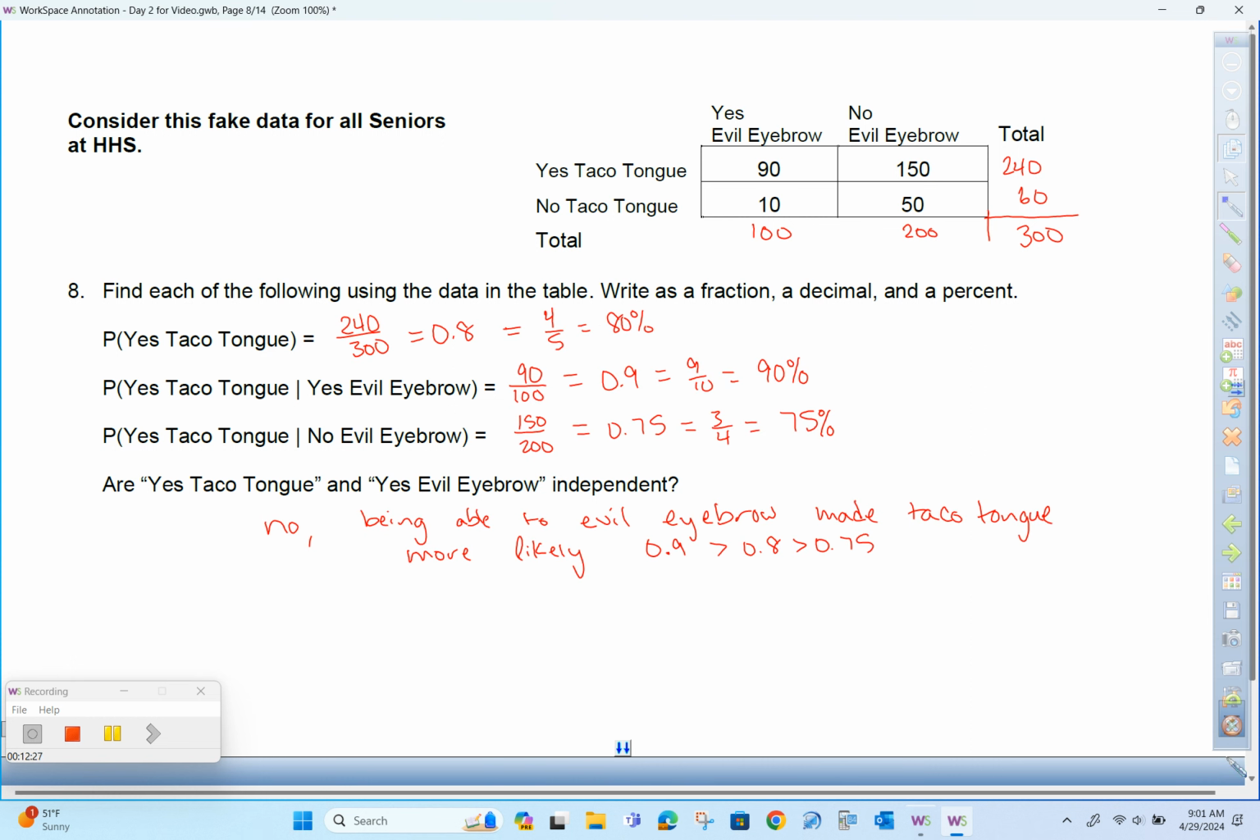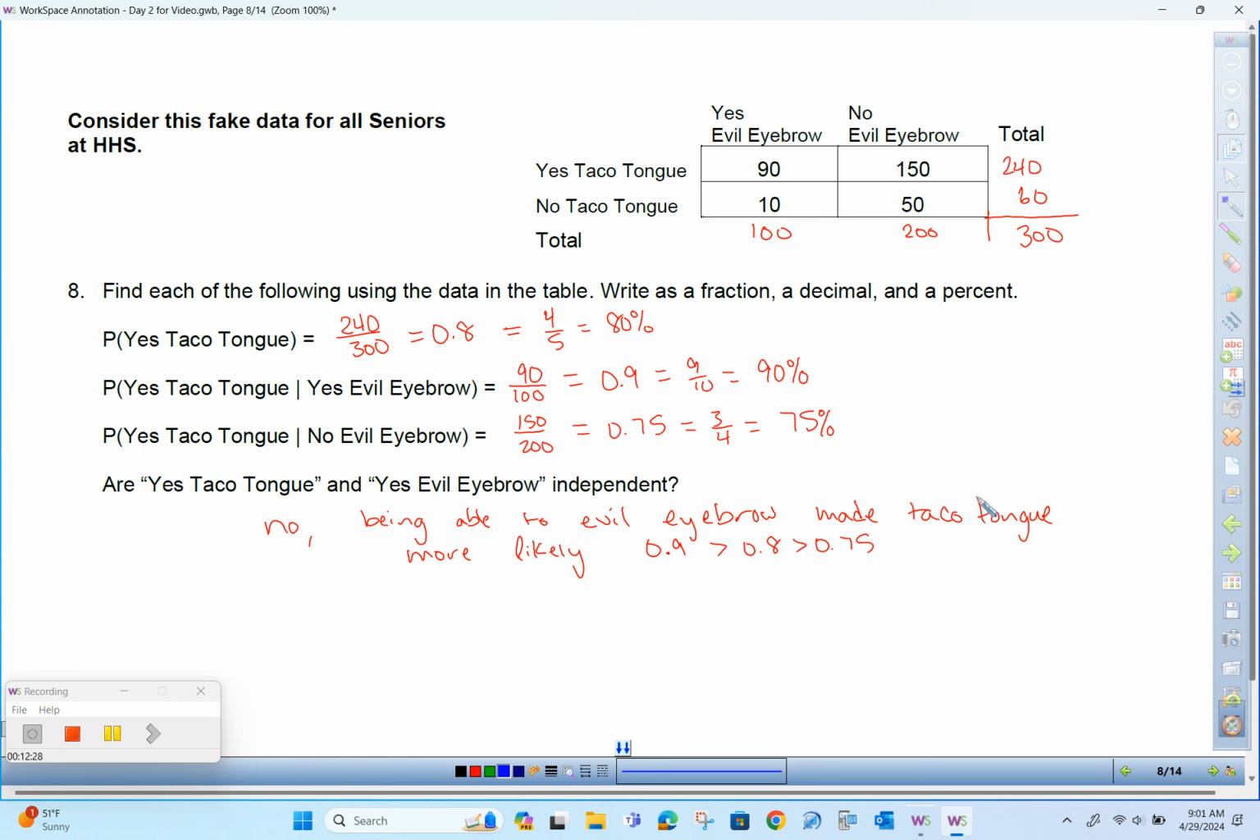Okay, for this one was another no. Again, because our proportions do not look the same all the way through. We had 90 over 100 versus 150 over 200 or 240 over 300. These were not the same. Being able to evil eyebrow made taco tongue more likely. Okay, 0.9 was the standard, but if you had yes to evil eyebrow, we had 90%, and then if you had no evil eyebrow, it was only 75. Okay, so here's your average, and then higher if you had that evil eyebrow.